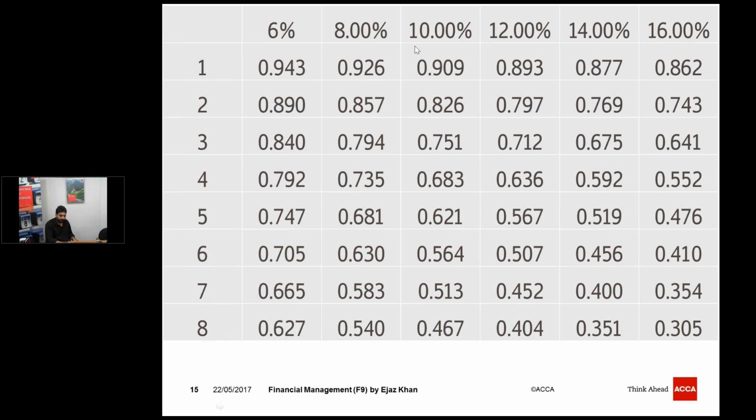So in our example, the rate was 10%, and we had a 3-year project. And if you see, the discount factors are here, which we calculated using the formula. They are here: 0.909, 0.826, 0.751. So we have got these 3 discount factors from the table. We need not calculate these discount factors. We just need to pick the discount factors from the present value table and multiply with the relevant cash inflows to get the present value. So it will make our calculation much easier.